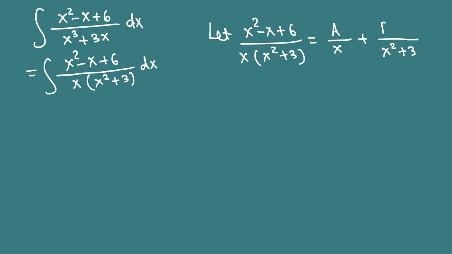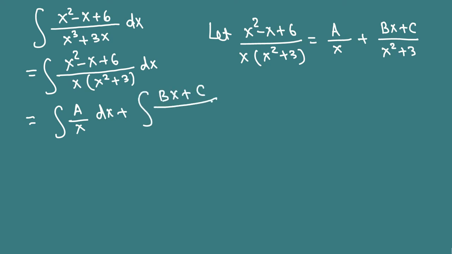With degree 2 on the bottom, we have to have degree 1 on top, so a is used, so bx plus c. This is the generic degree 1 polynomial. Then this integral is in fact the integral of these two fractions. So the integral of a over x dx plus the integral of bx plus c over x squared plus 3 dx. We will determine the values of a, b, c later.